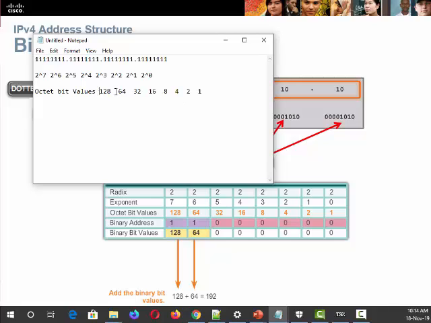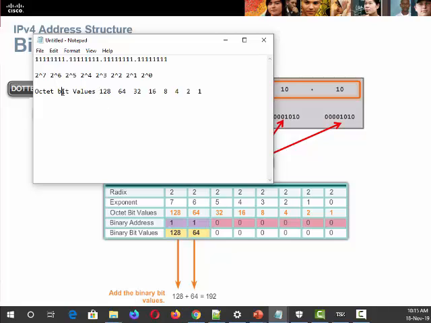Now this 128 represents the first bit here. This 64 represents the second bit. This 32 represents the third bit. 16 represents the fourth one, 8 the fifth one, this one the next one, and this one represents the last bit in that octet. That is why we refer to them as octet bit values.